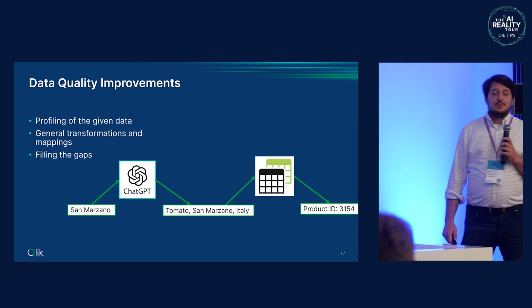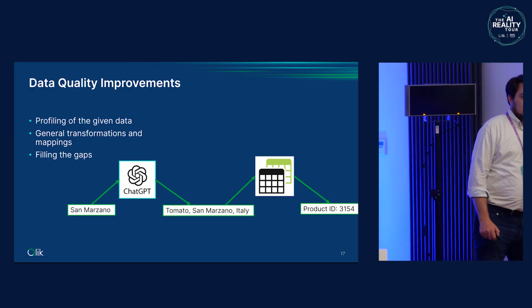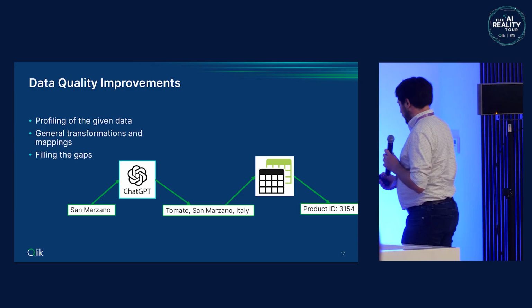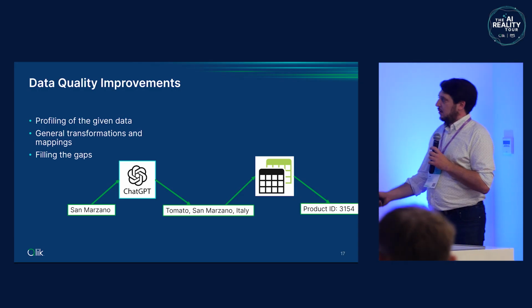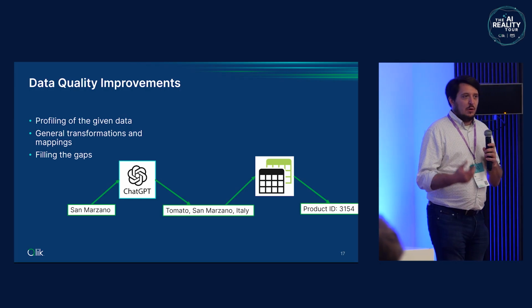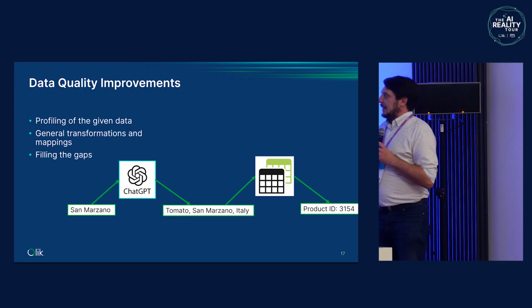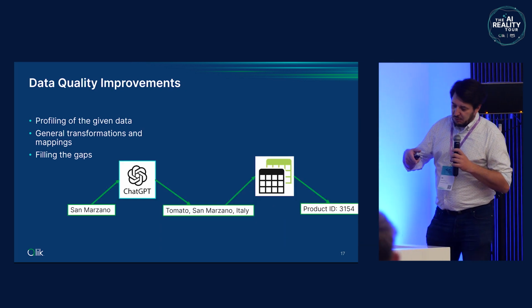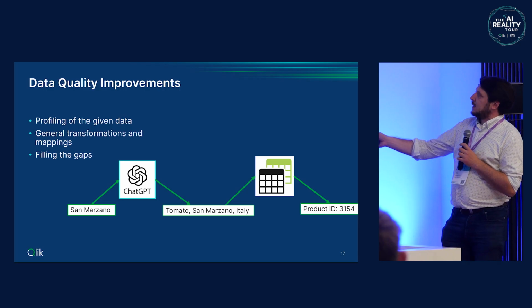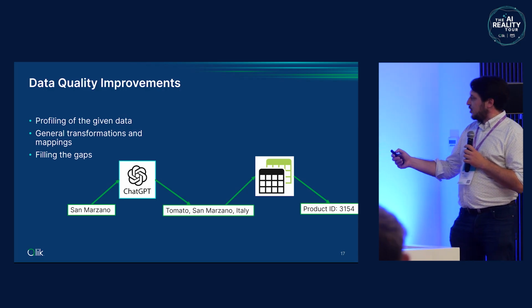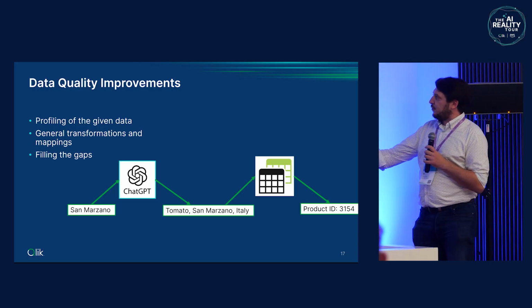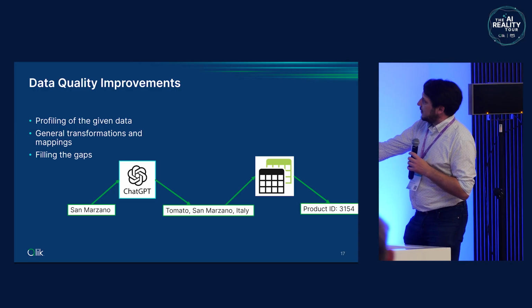Then we were filling the gaps. For example, one of the producers were a little sloppy with how they named their products. So, for example, there was only San Marzano. And they said, no, we need more. We need really the product type. We need the country of origin. So we used ChatGPT to analyze those first phrases and to evaluate those ones.